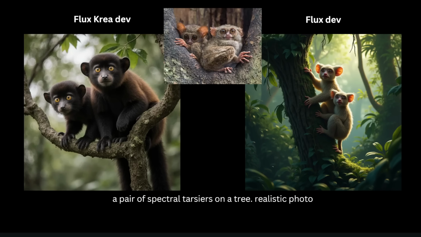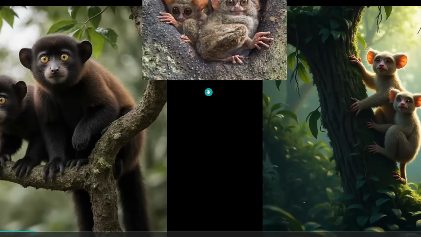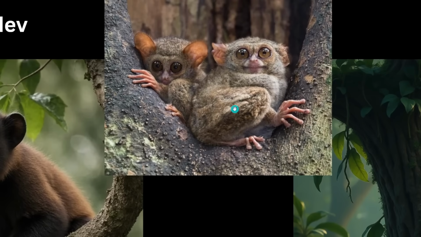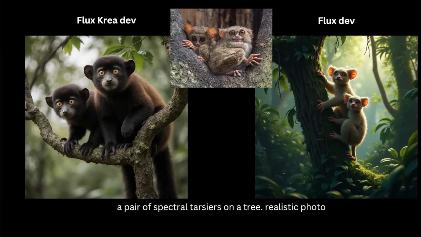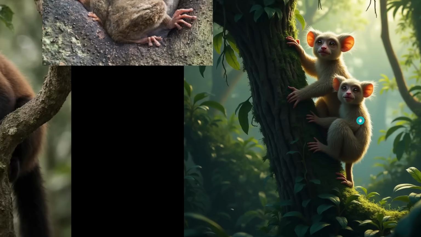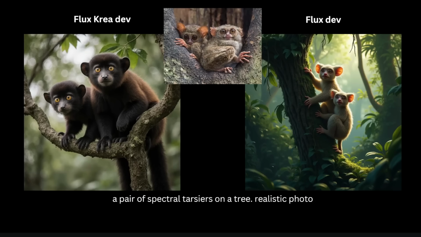Here's another example. I wanted to see if it actually knows some rarer species. So here the prompt is a pair of spectral tarsiers on a tree, realistic photo, and for your reference, the spectral tarsier looks like this in real life. I believe these are found in Sulawesi. It's like a real life baby Yoda. Unfortunately for both FLUX Krea Dev and the original Flux, they could not understand what a spectral tarsier is. FLUX Krea generated this, which looks more like lemurs, and then FLUX Dev actually looks a bit closer to tarsiers, but still everything just looks completely wrong. So if you want to generate more uncommon species, both tools are not a good option. I would recommend Google's Imagen for that.